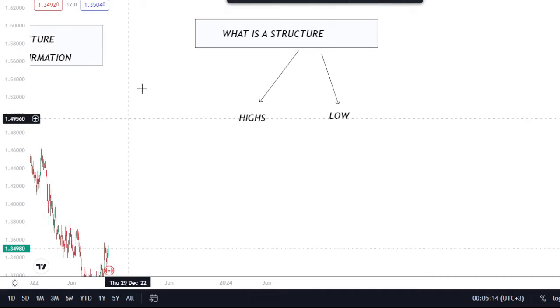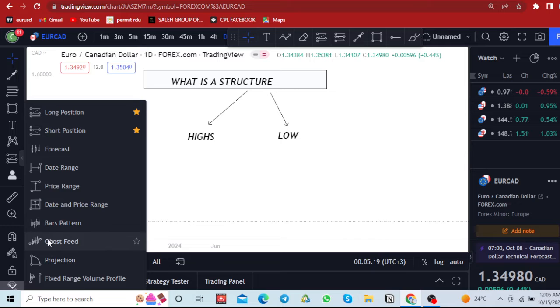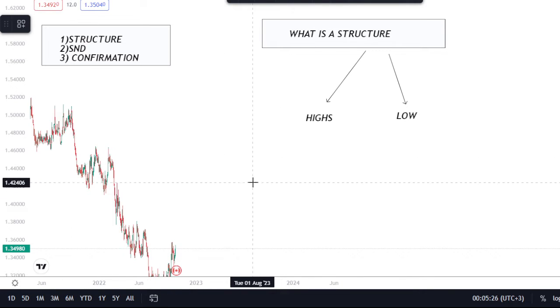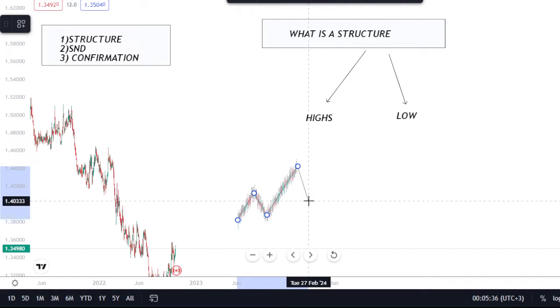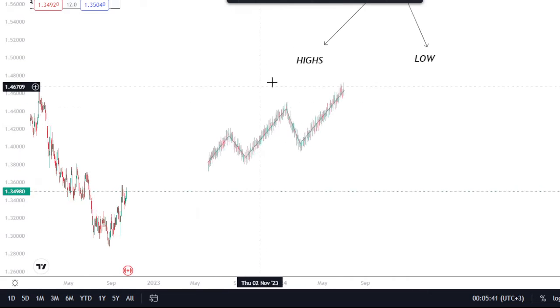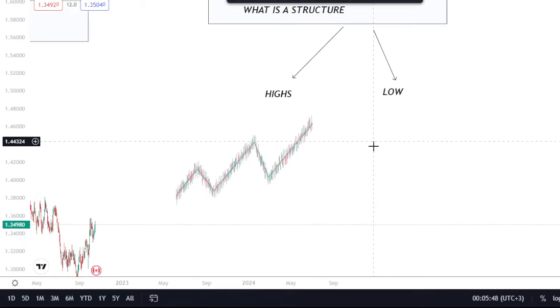So let's take, for example, I like to use this thing. This ghost feed. A ghost feed is just something that mimics the real candlesticks, like this one. Let's say this is the market, right? The market is moving like this, moving like this, moving like this. So these are just candlesticks. Just assume that what you're seeing here is the same as what you're seeing on this. You understand? So what do we mean by highs now?